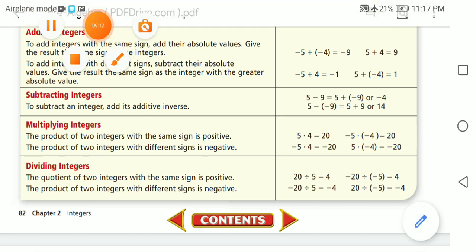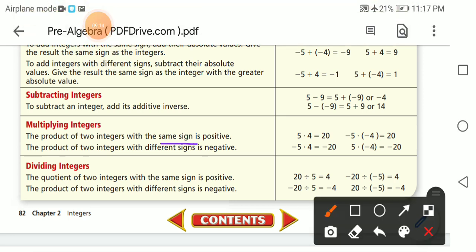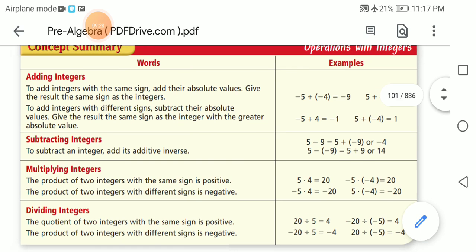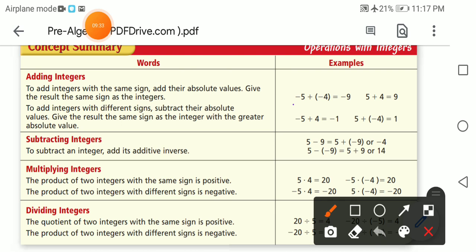Okay, this one, my dear students, is important. Same sign is positive for multiplying, and different signs is negative. Dividing is also the same: same sign positive, different signs negative. And also for adding integers, remember this one. My dear students, negative 4 plus negative 5 gives me what? Here I add 4 plus 5 because they have the same sign. 4 plus 5 gives me 9, and I take the same sign, negative.